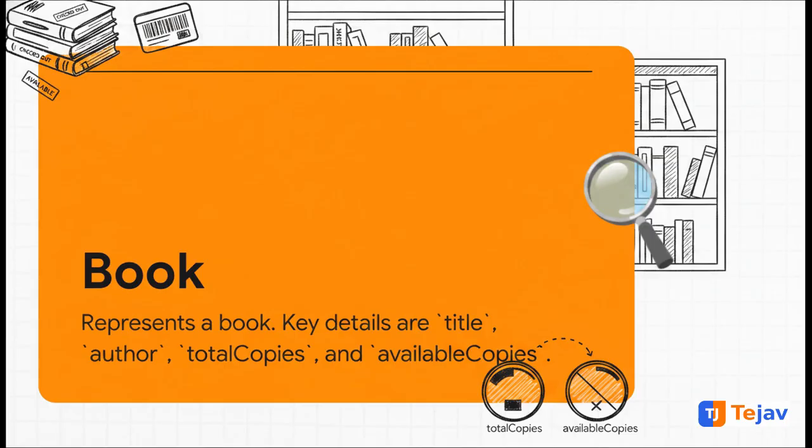I mean, it doesn't help you to know the library owns 10 copies of a book if all 10 of them are already checked out. That available copies number is everything.